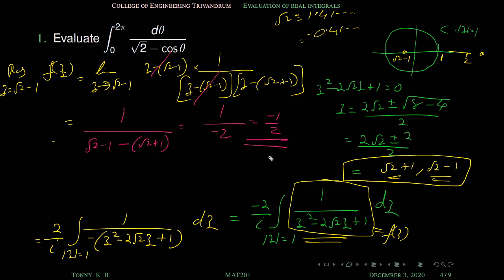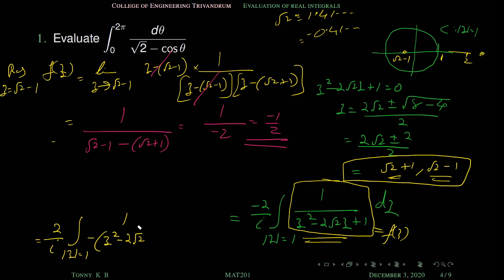So minus 1 by 2 is the residue at z equal to root 2 minus 1, right? And we know that this is the only one singularity inside the C. So you can easily evaluate this integral using our residue integration.